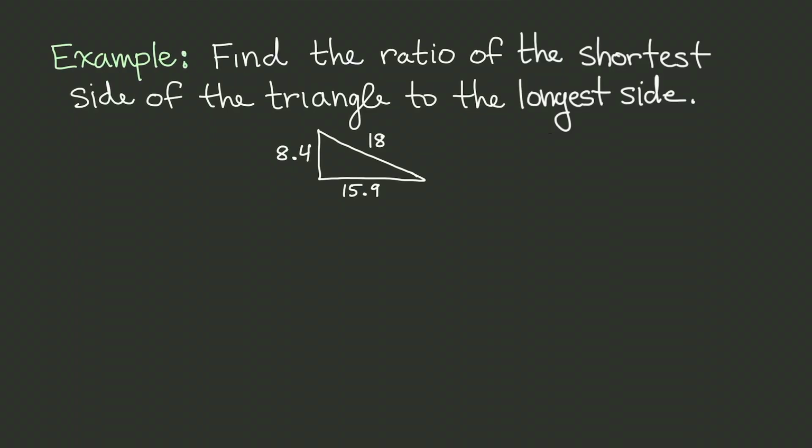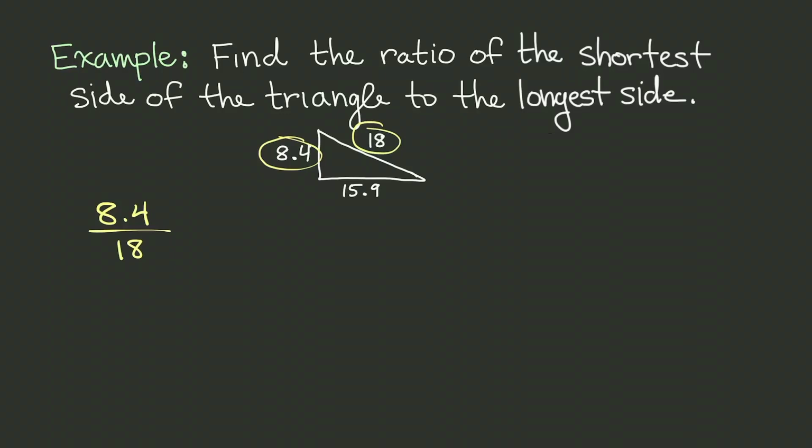In this example, we're supposed to find the ratio of the shortest side of this triangle to the longest side. Now when we look at this, obviously 8.4 is going to be the shortest side and 18 is going to be the longest side. Now they told us to find the ratio of the shortest to the longest. That order matters. We're going to put the shortest first, or on top of the fraction. So we'll put 8.4, and then we're dividing that by 18.